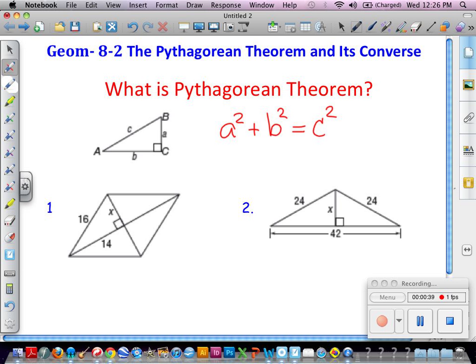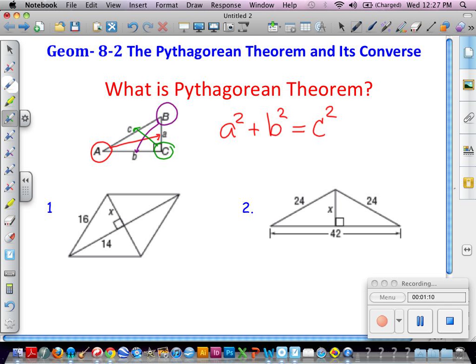Now, some people are probably wondering, where did they come up with the a, the b, and the c? If you look here, angle A, across from angle A is little a. Angle B, across from angle B is little b, and C is our right angle, and across from our right angle is little c. And we'll use this concept throughout Chapter 8.